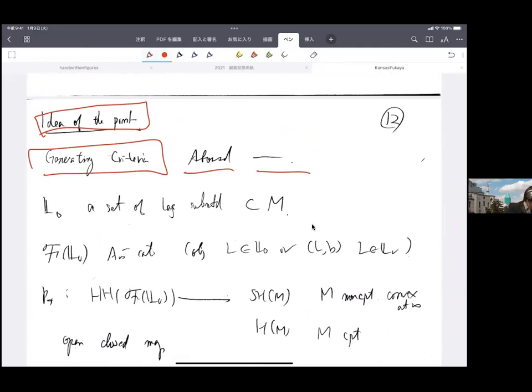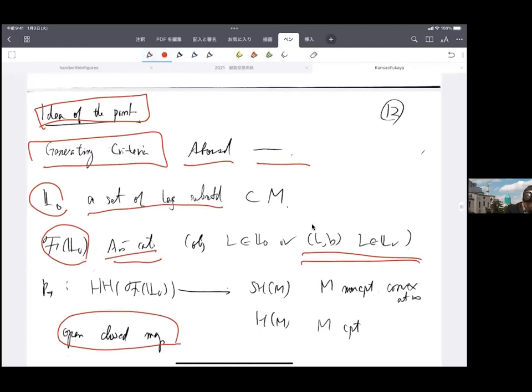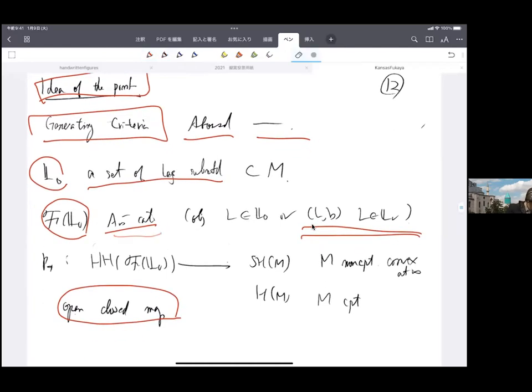You consider this L0, a set of Lagrangian submanifolds. Then, as I mentioned, we have this category, whose objects are pairs of a Lagrangian submanifold and its bounding cochain. And then there is a map called the open-closed map, which goes from the Hochschild homology of this category to the symplectic homology in case M is non-compact, or just the usual homology in case M is compact.